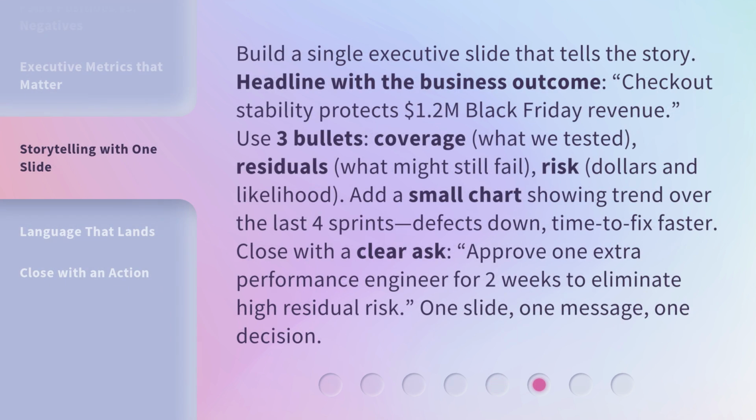Build a single executive slide that tells the story. Headline with the business outcome. Checkout stability protects $1.2 million Black Friday revenue. Use 3 bullets. Coverage, what we tested. Residuals, what might still fail. Risk, dollars, and likelihood. Add a small chart showing trend over the last 4 sprints. Defects down, time to fix faster.